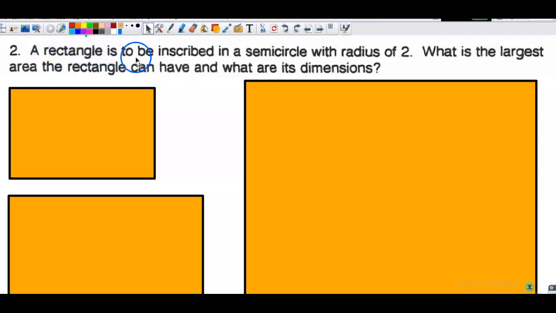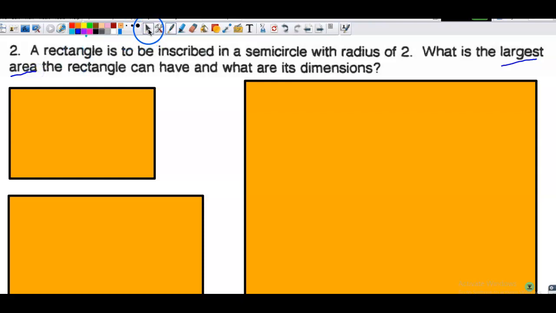A rectangle is to be inscribed into a semicircle, meaning a rectangle is going to be put inside of a semicircle, and the semicircle has a radius of 2. What is the largest, or maximum, area the rectangle can have, and what are its dimensions? So hopefully you can see right away our job is to maximize the area of the rectangle.